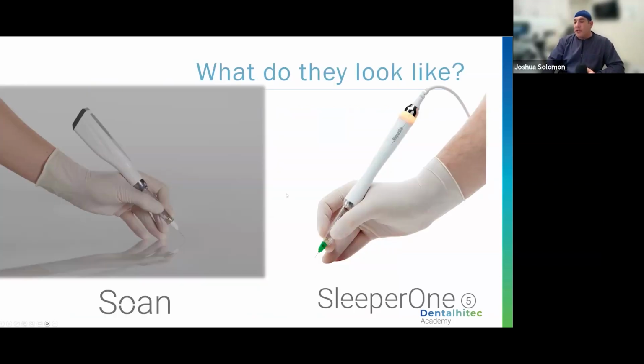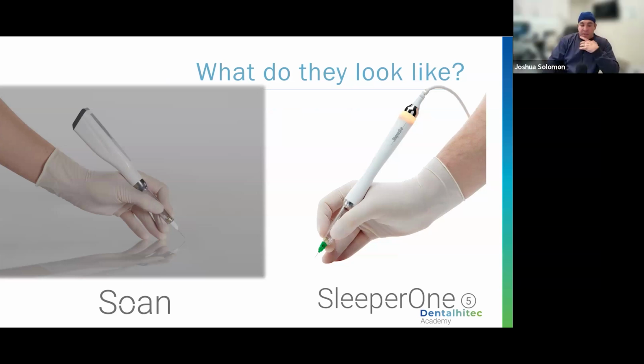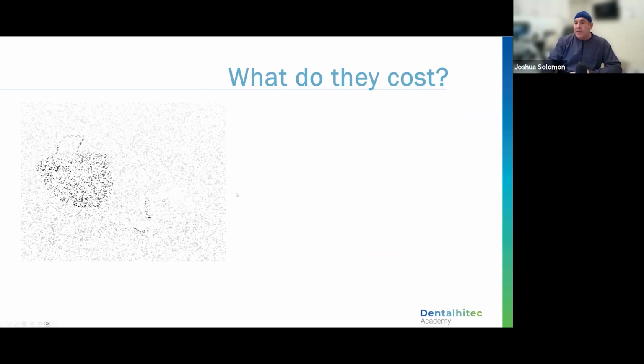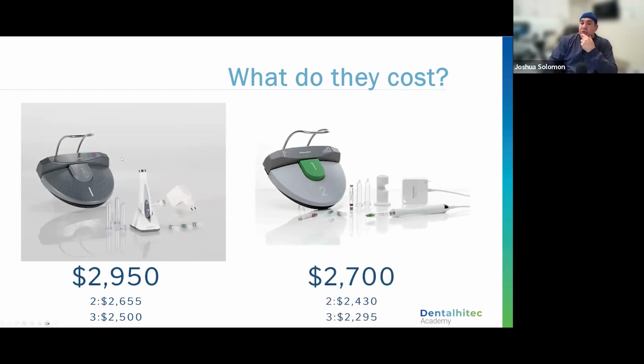All right. So what are the 2 devices? We have the SOAN and Sleeper One. Chris and Jordan, would you say the sales are more heavy towards the SOAN than Sleeper One? Yeah, there's definitely more popularity with the SOAN. And one of the things I wanted to cover tonight was, which device do I use? I think it's important to talk about the cost.